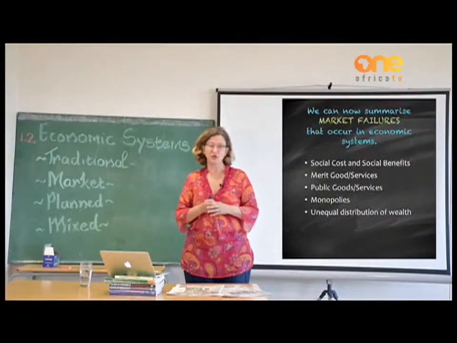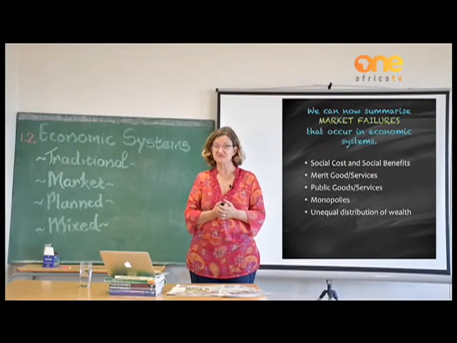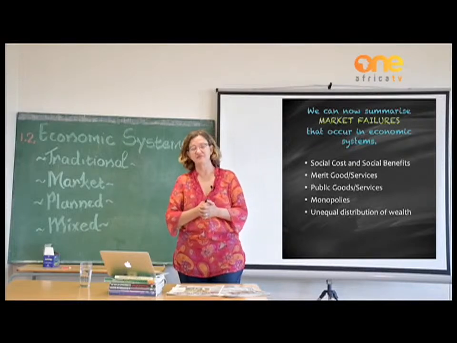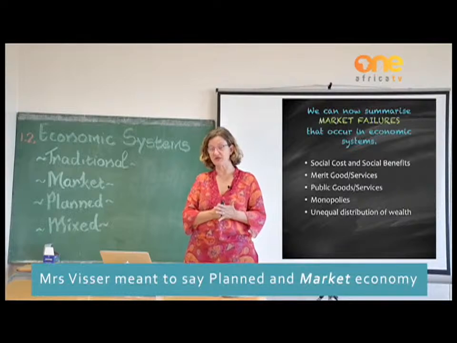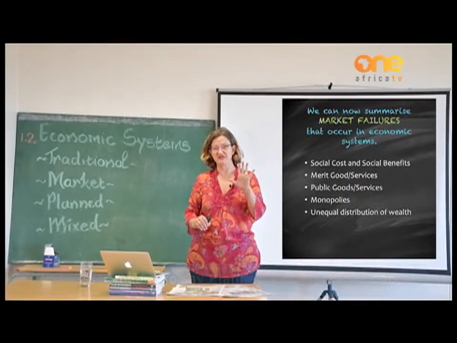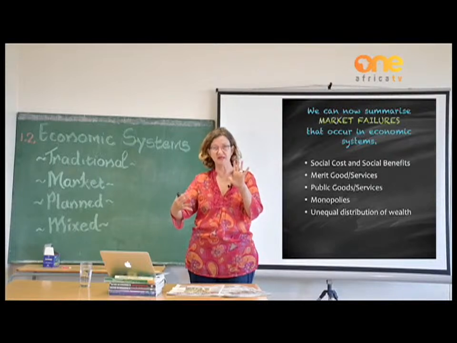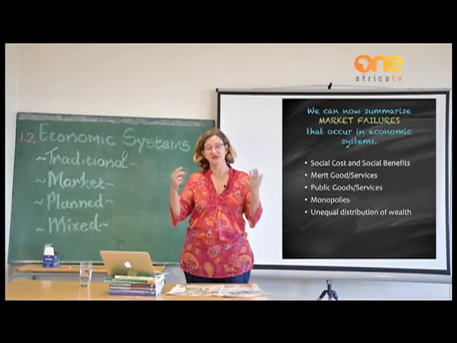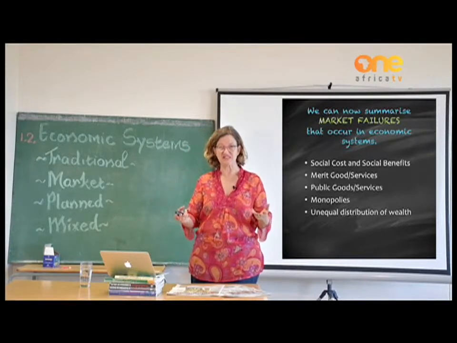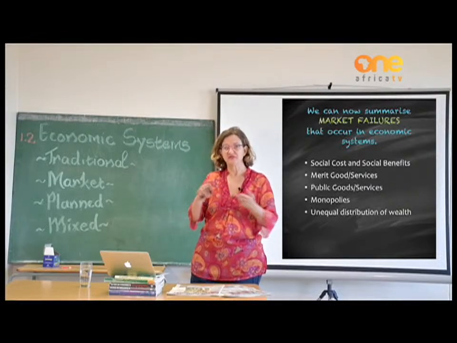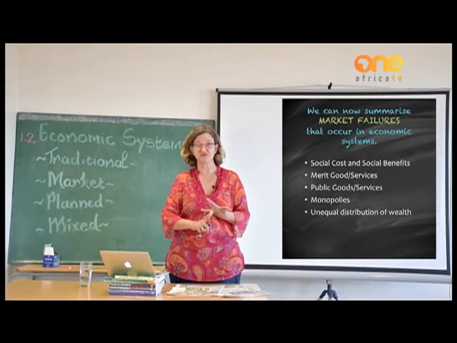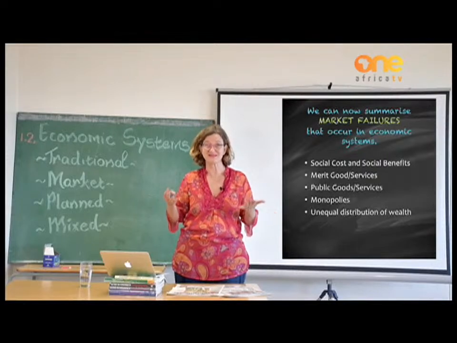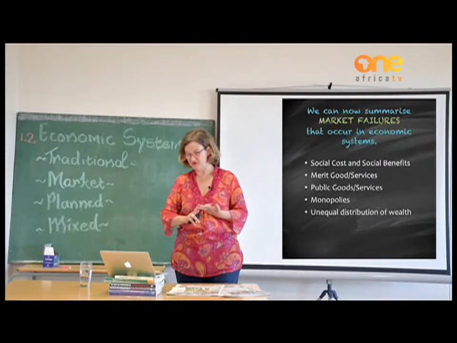Okay, so if you again look at the disadvantages that were discussed in the previous lesson, for a planned and a market economy, there are 5 market failures which we can pick up if we go back and look at that. The first one is the merit goods and services, which we have said are not supplied efficiently by the private sector. Then the next one is the public goods and services, which we have said are not supplied at all. And then we have another market failure.